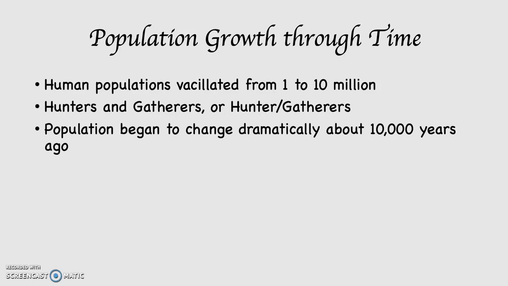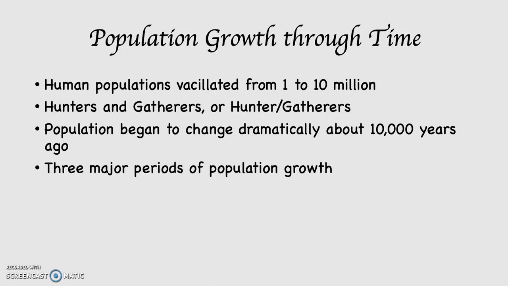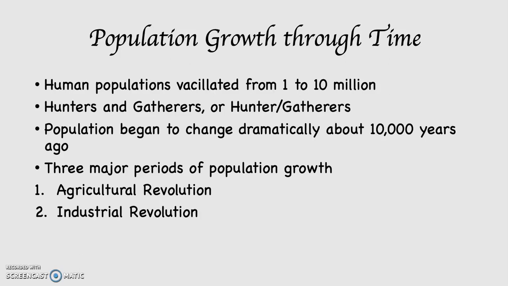Population began to change dramatically about 10,000 years ago. Three major periods of population growth have happened over the last 10 or so thousand years: the agricultural revolution, the industrial revolution, and the medical revolution. These are my topics right now.